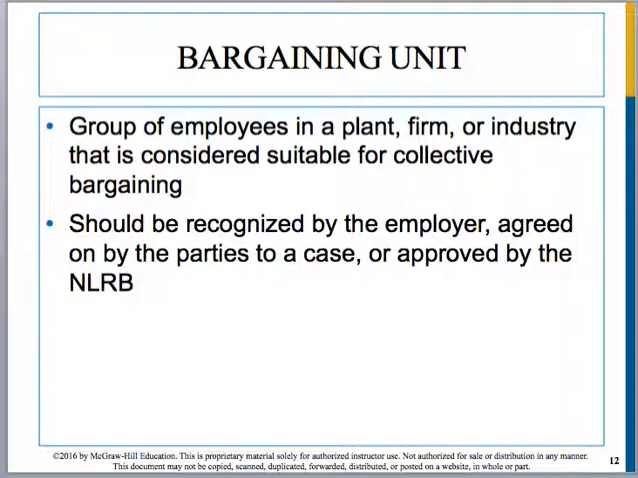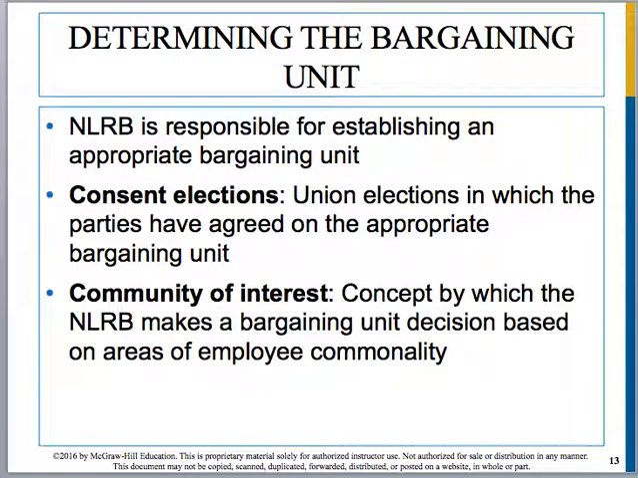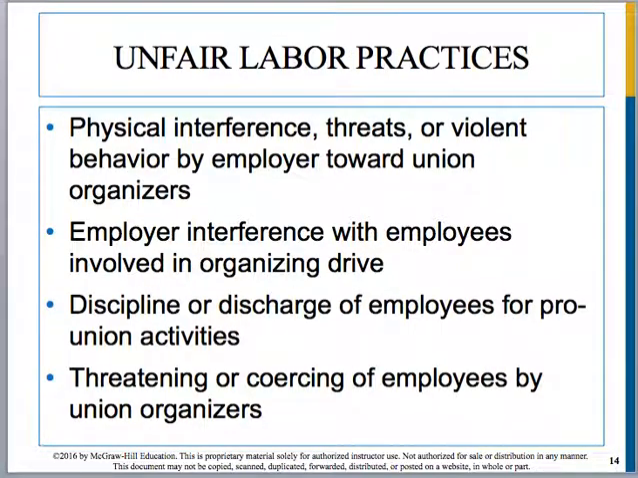A bargaining unit, if you have a group of employees in a plant, firm, or industry that is considered suitable for collective bargaining, should be recognized by the employer, agreed by both parties, or approved by the NLRB. The NLRB is responsible for establishing the bargaining unit. There has to be consent to elections, where the parties have agreed on the appropriate bargaining unit, and there has to be community of interest, where the NLRB makes a bargaining unit decision based on areas of employee commonality.